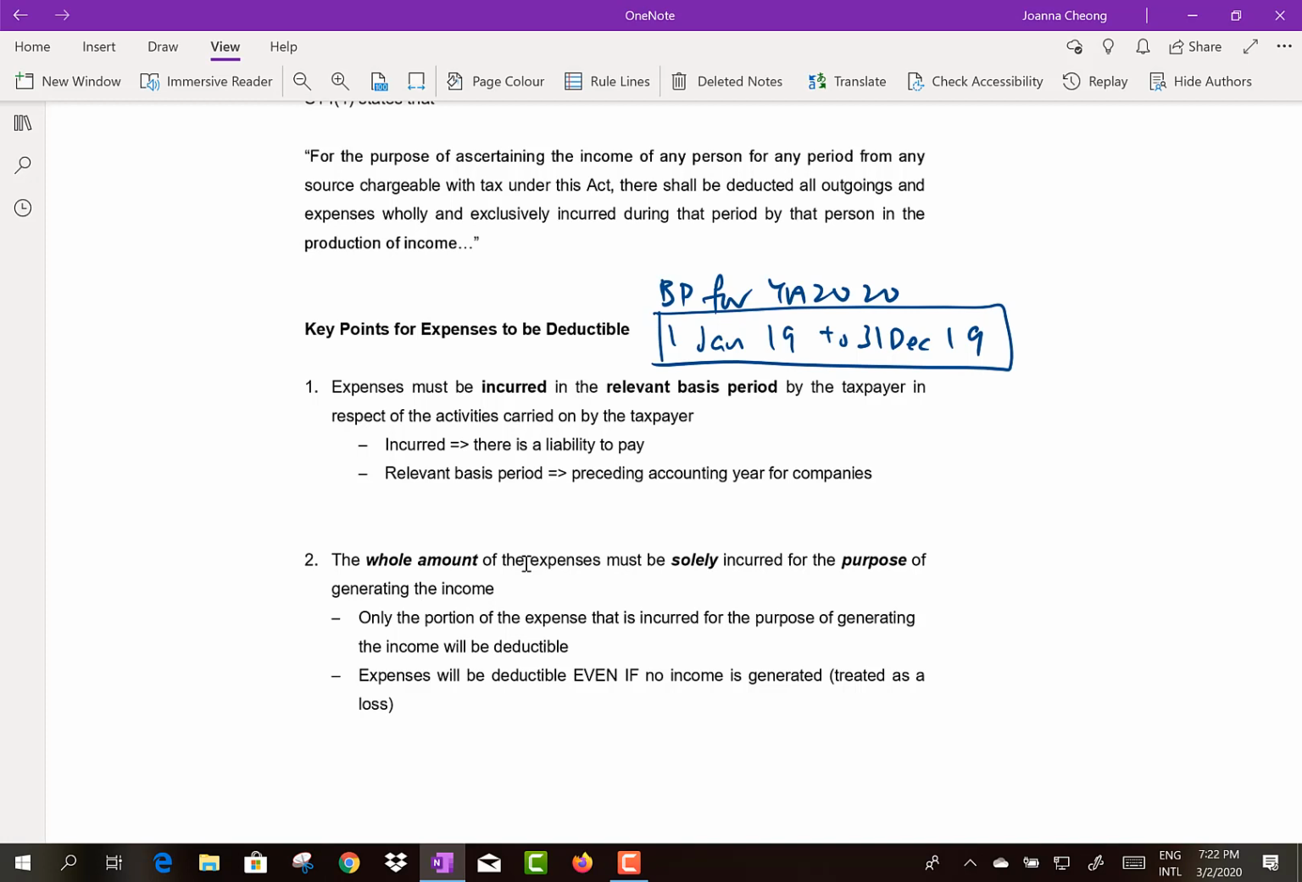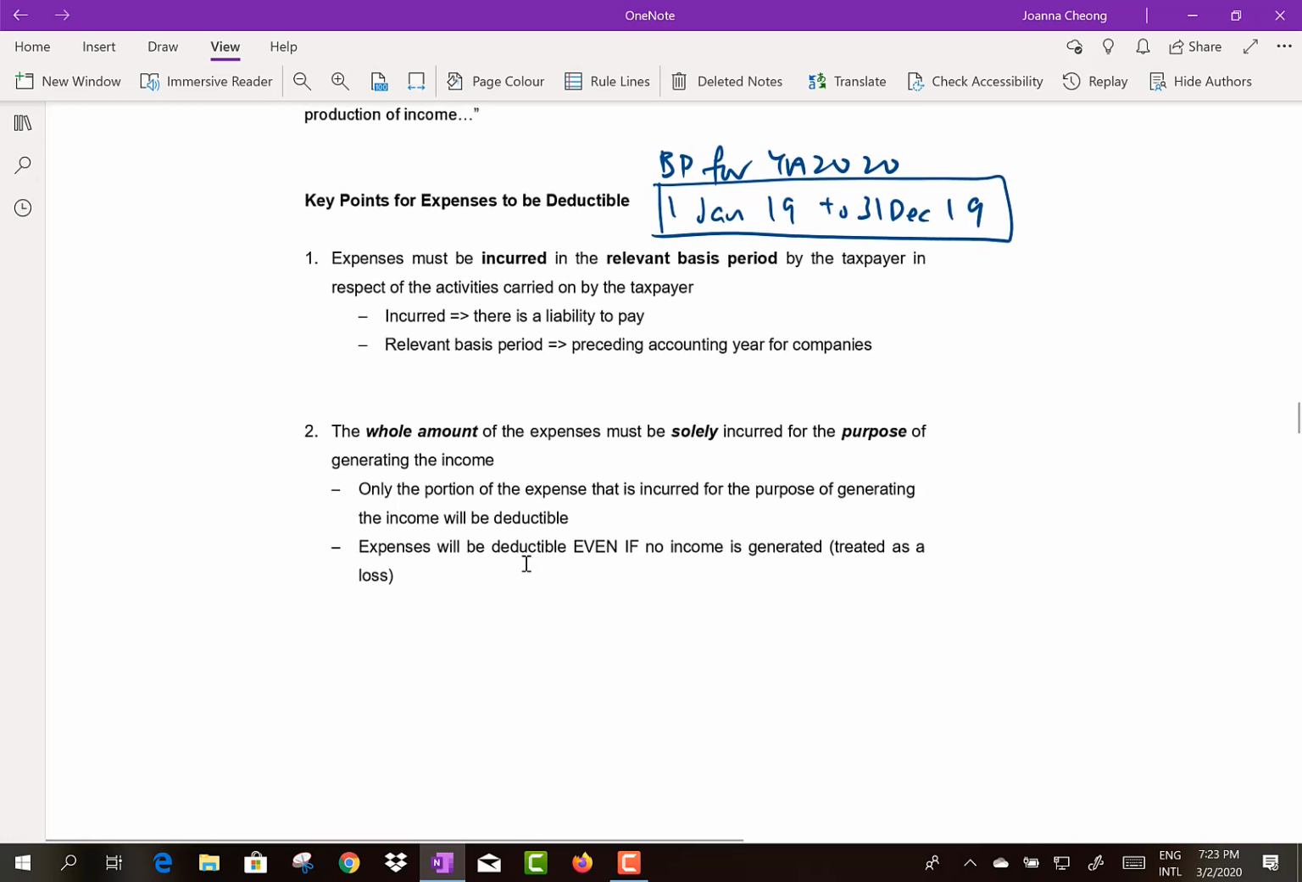Now the whole amount of expenses must be solely incurred for the purpose of generating income. Only the portion of expenses that is incurred for the purpose of generating income. Okay, what exactly is this? Don't worry, I will use one example to help you to understand. Okay, what is meant by only the portion that is incurred is deductible. I will explain to you shortly.